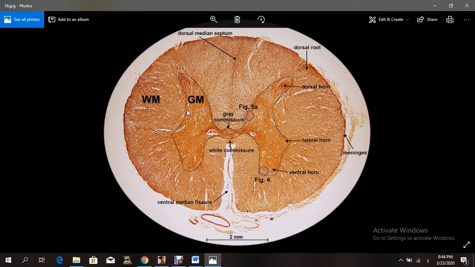Then we move to the spinal cord section. The butterfly represents the gray matter, the right identical to the left. This is the ventral horn or anterior horn, and this is the dorsal horn. In the ventral horn, you see the motor neuronal cell bodies. The dorsal horn receives the sensory or afferent fibers.